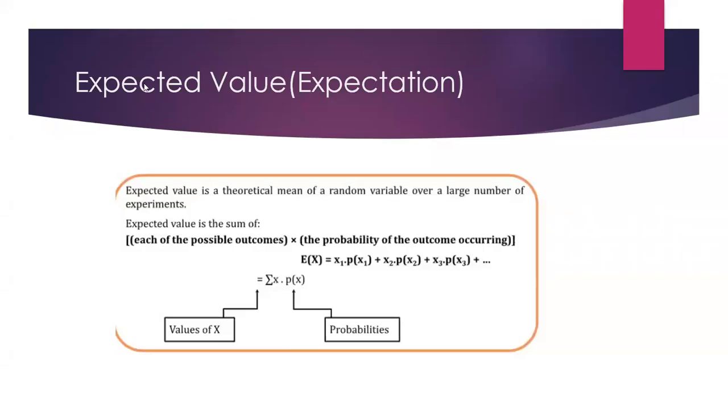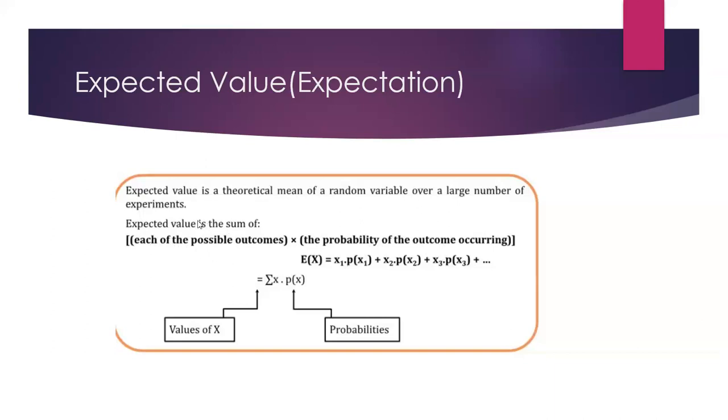Hello all. Let us now discuss expected value, which is basically called expectation in probability. The expected value is nothing but the theoretical mean of a random variable over a large number of experiments. So what do I mean by that? Whenever there is an experiment, there would be possible outcomes, right? So whenever you take each of the possible outcomes and multiply that with the probability of that particular outcome, then that is basically called the expected value.